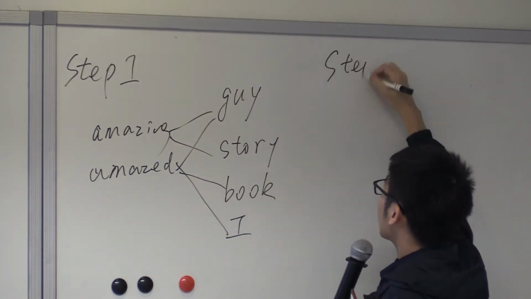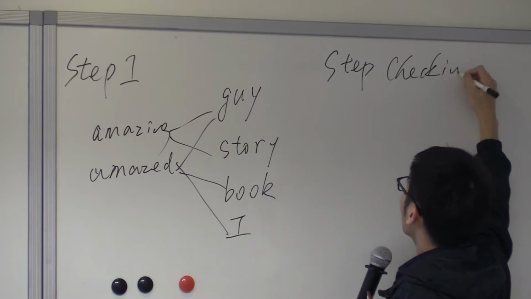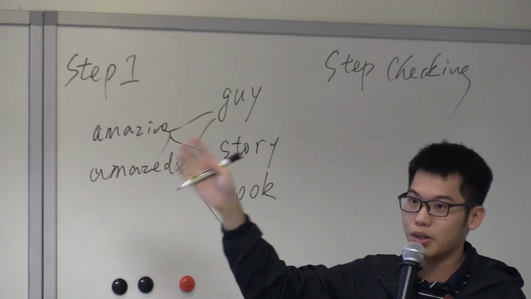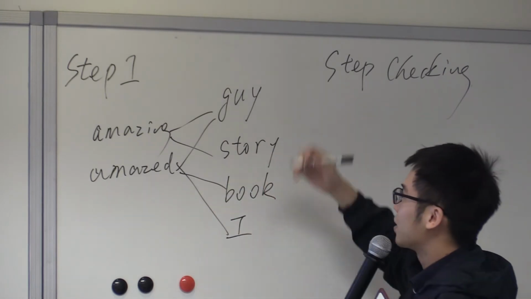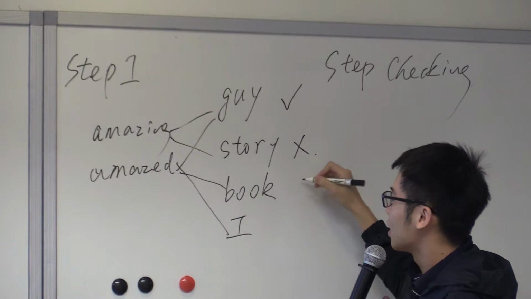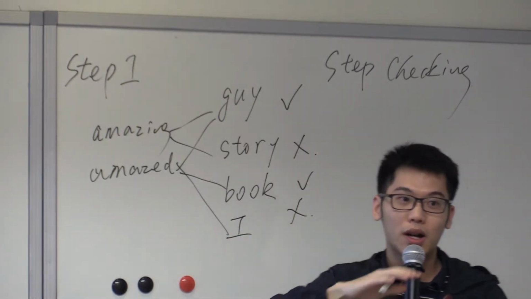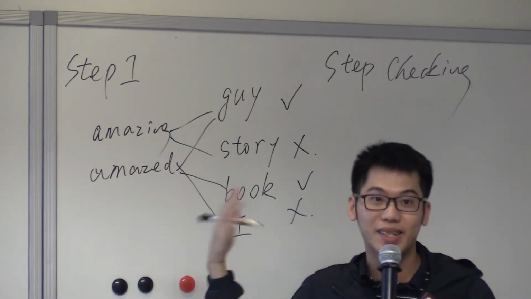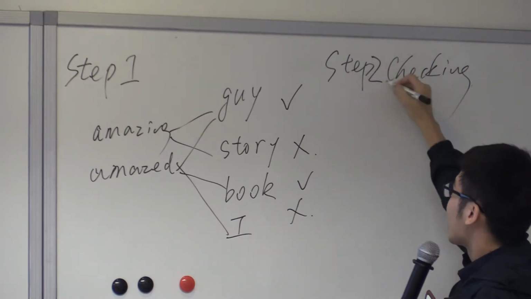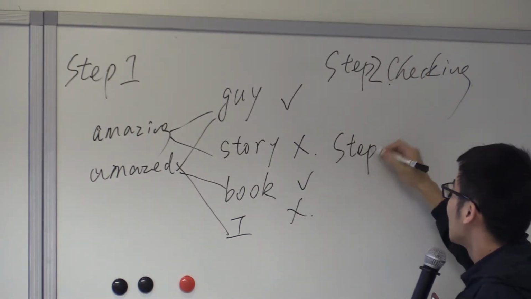Step 2 is checking. So everyone checks the answers. You use the computer and use the corpus to check. If you say, oh, this one is right, you click. Oh, this one is wrong, cross. So everyone can check their prediction. Step 2 is checking, and then step 3 is summary.